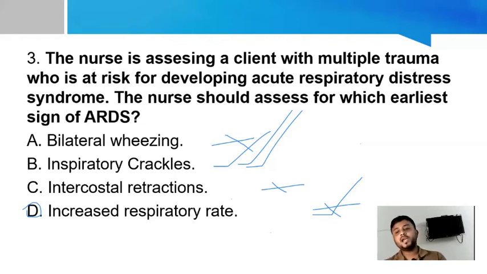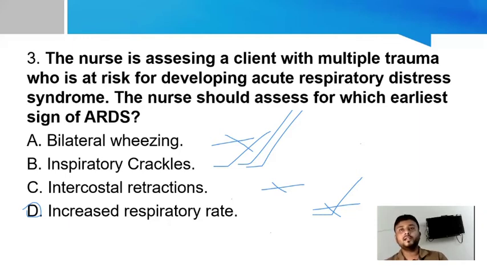Okay, in case of ARDS, what happens? As soon as ARDS progresses in our body, our respiratory rate will increase. Dyspnea will be there, breathing difficulty will be there. If it continues without treatment or with unresponsive treatment, it will progress with intercostal retraction. Our intercostal muscles will retract. After retraction of the intercostal muscles, there will be chances of abnormal lung sounds like wheezing and crackles.